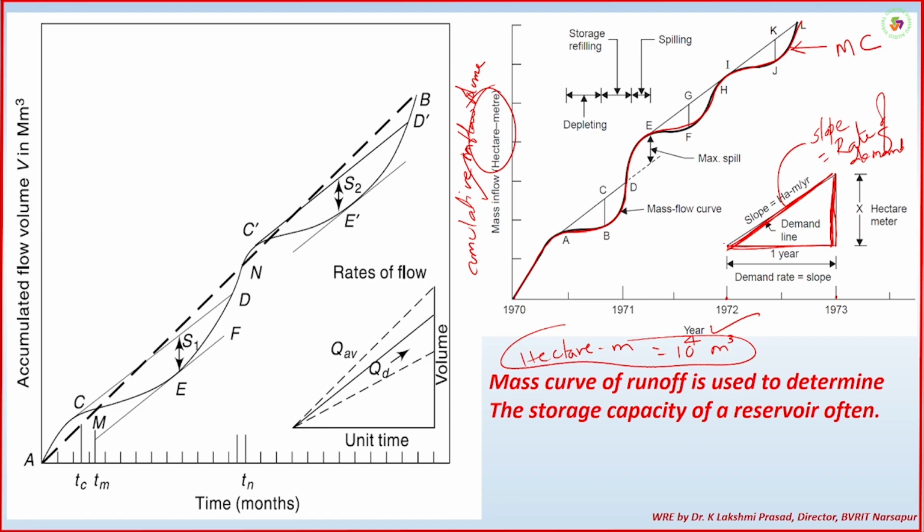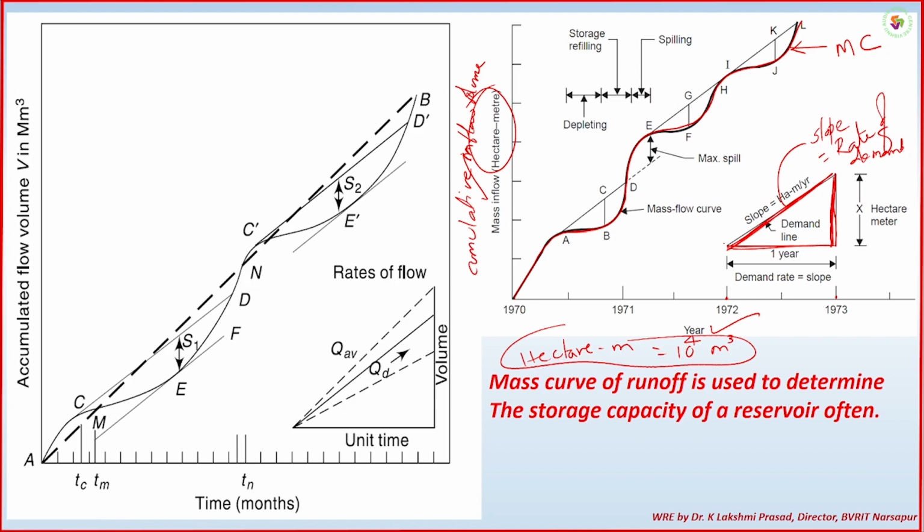So what you have done till now: whatever data is given, if discharge is given, you calculated the volume. Then, depending upon the time period, you calculated the cumulative volume. Once the cumulative volume is obtained, you take the year on the x-axis and the cumulative volume on the y-axis, and then you plot the mass curve. Once the mass curve is plotted, next, on the same graph, you take the demand and the demand rate also. So the slope indicates the rate of demand.